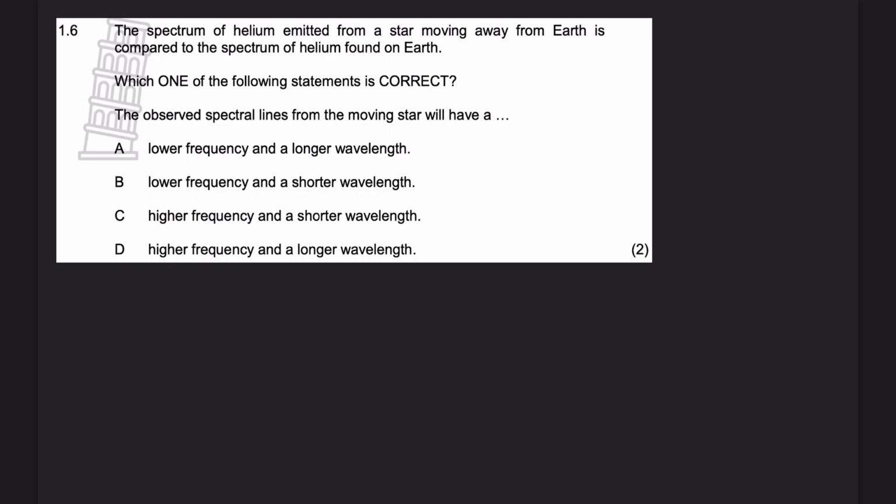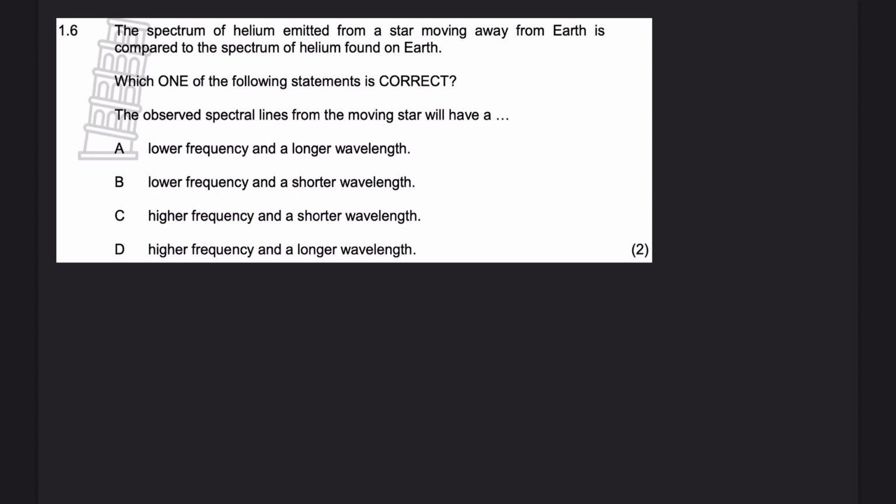We're going to be looking at the Doppler effect. As always, if you'd like to give it a go, please pause the video and I'll do the answers in 3, 2, 1. Question 1.6. The spectrum of helium emitted from a star moving away from Earth is compared to the spectrum of helium found on Earth. Which one of the following statements is correct?